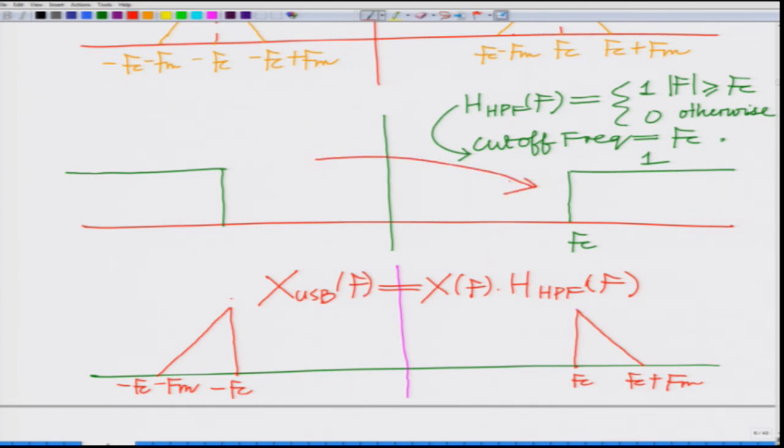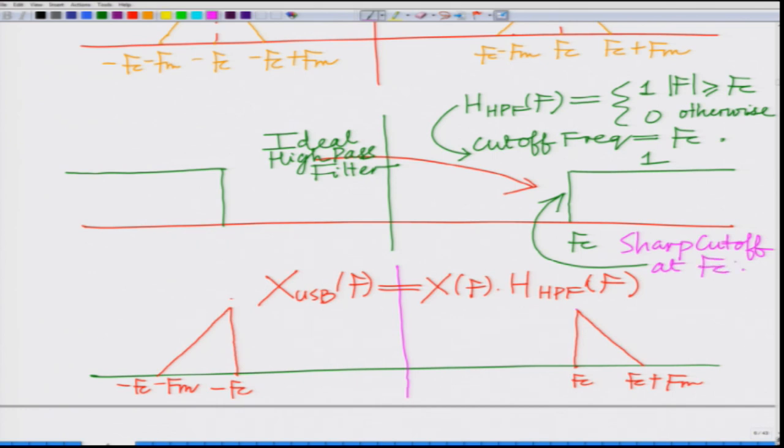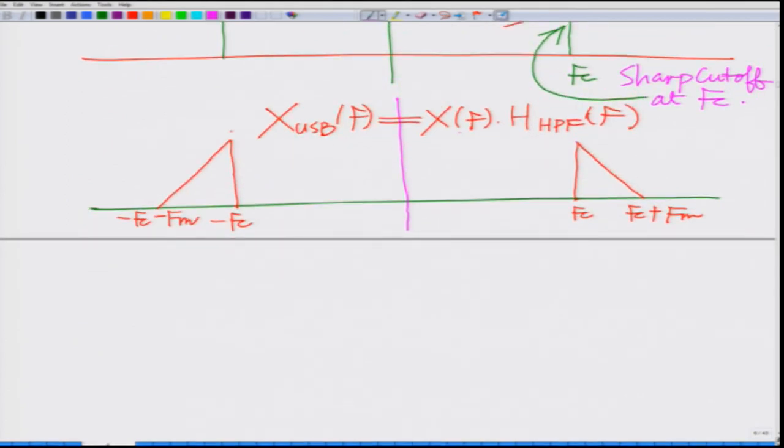And notice that this is an ideal high pass filter, which means it has gain exactly unity for all frequencies greater than fc, and it has a sharp cutoff at fc, and for all frequencies between minus fc to fc, the gain is 0. It has a very sharp cutoff at fc. So, this is X(f) times H of HPF, the spectrum of the upper sideband modulated signal.